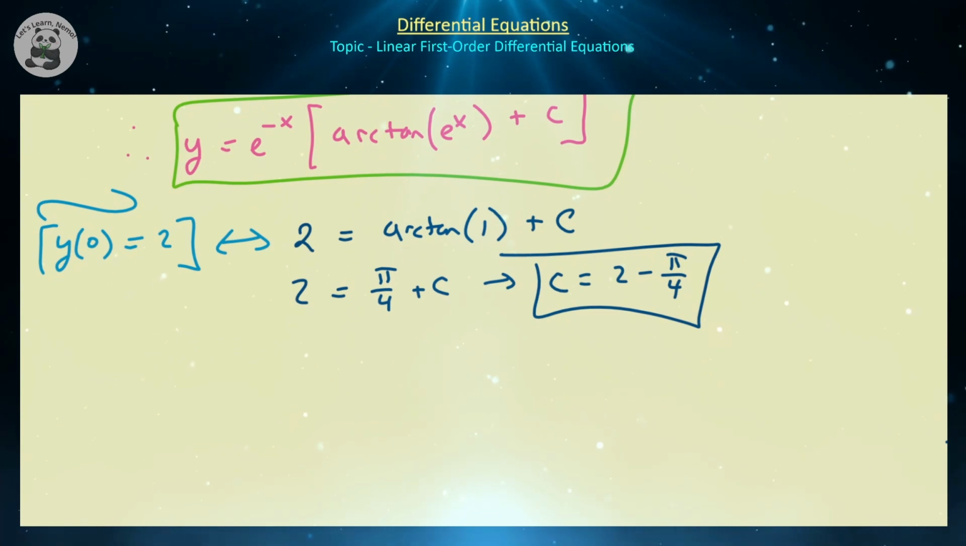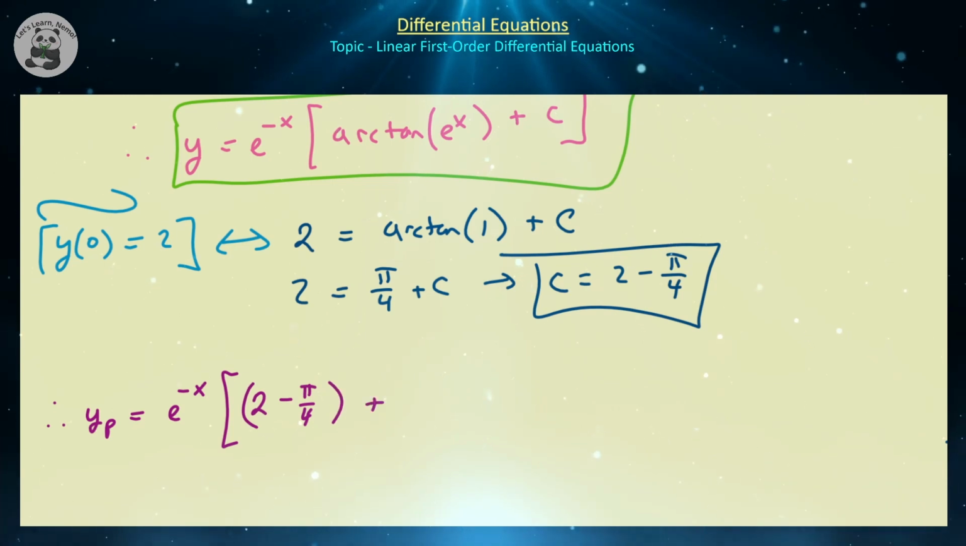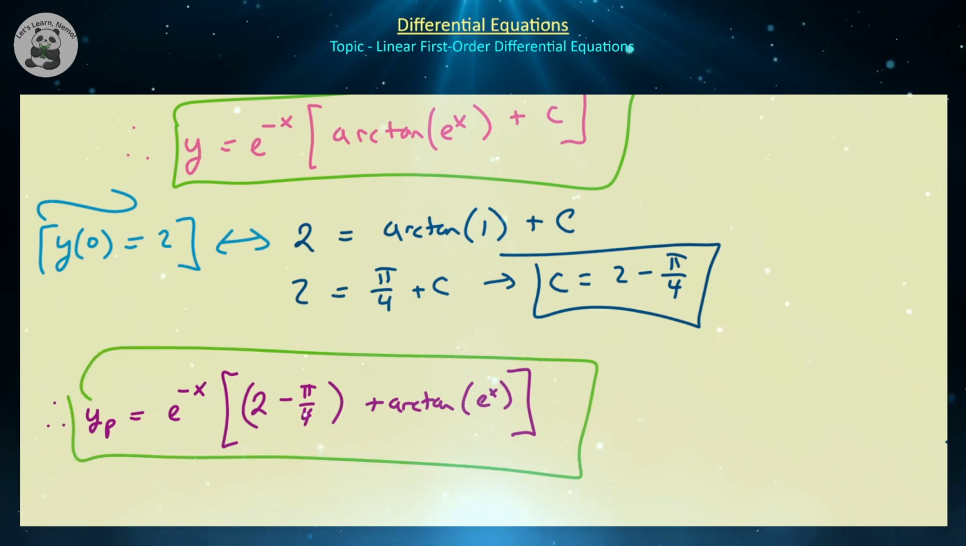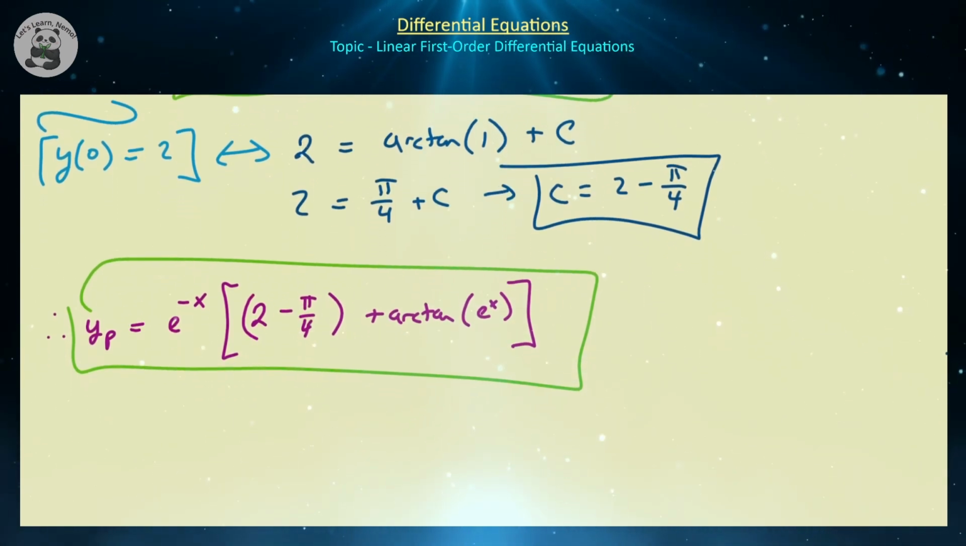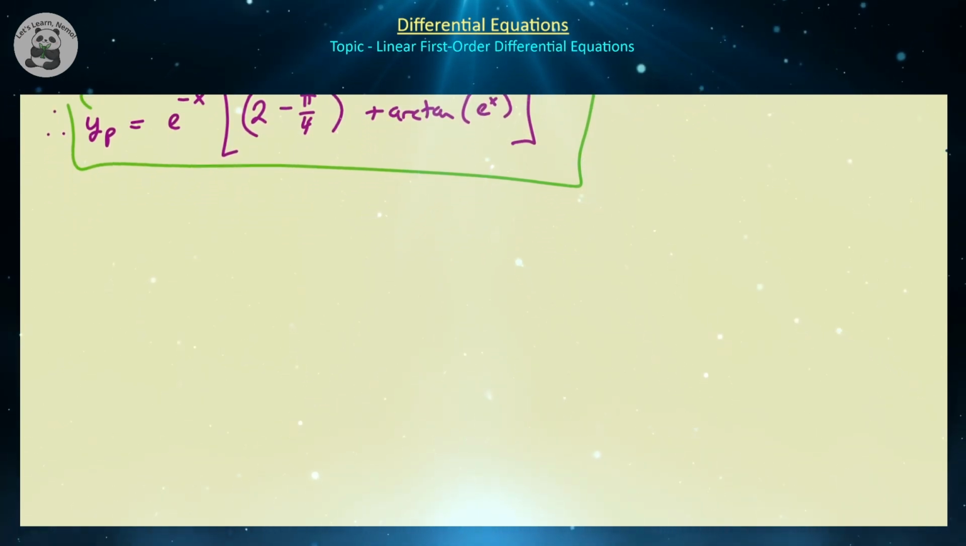So therefore our particular solution, or y particular, is going to be equal to e to the minus x times, let's write this as 2 minus pi over 4 plus the arctangent of e to the x. Right? So that is the particular solution to that inhomogeneous differential equation. So let's look at another example that is a little bit more fun, let's say. That is also a linear first order inhomogeneous differential equation.